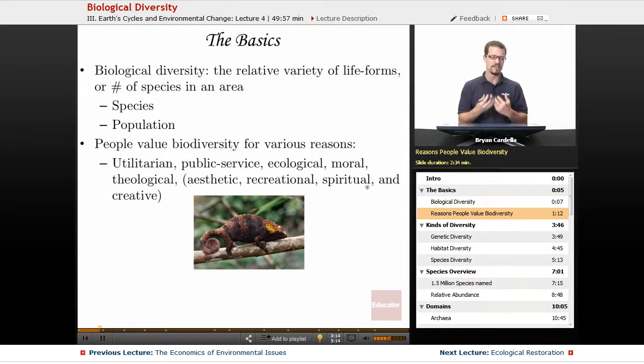Spiritual, if it gives you a better sense of yourself and kind of as being a part of the universe, maybe through meditation or just being at one with nature, biodiversity can have spiritual value. And finally, creative. You could claim that biodiversity has influenced artists, it's influenced writers, so inspiring them, there's value to that. Chameleons, pretty cool. Just one small part of biodiversity in rainforests.